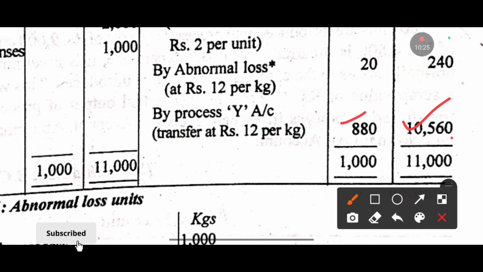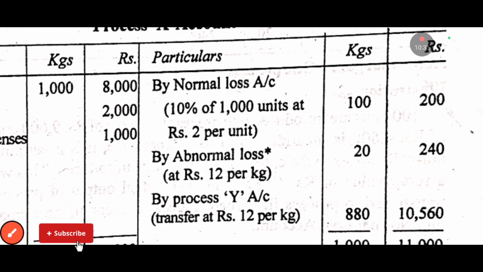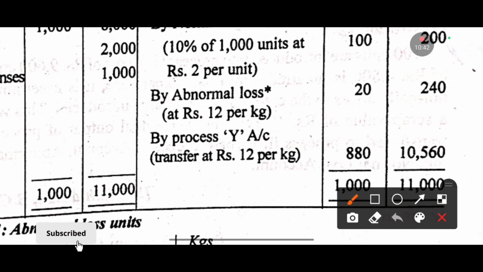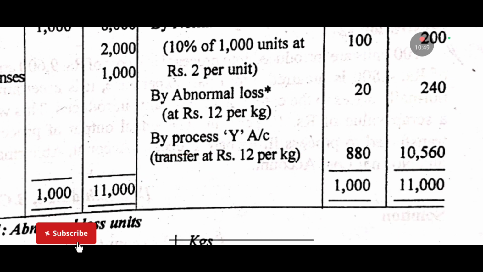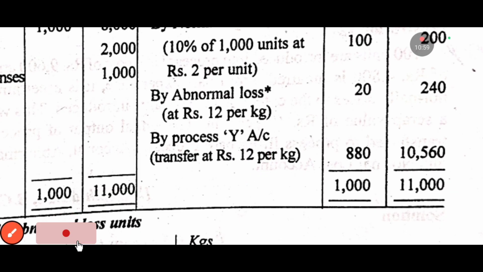Against this value you are going to write by process Y account, because process Y account is the next account after the process X account. So against this output value you are going to write by process Y account, because it will be transferred to the next account. The cost per unit is entered into the process X account.